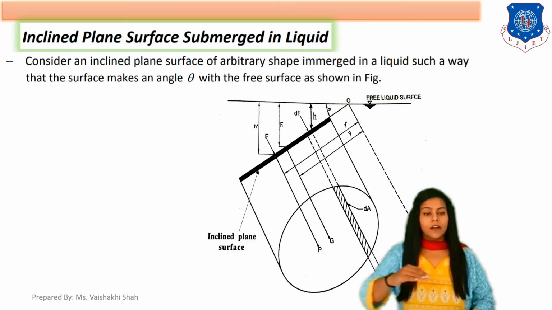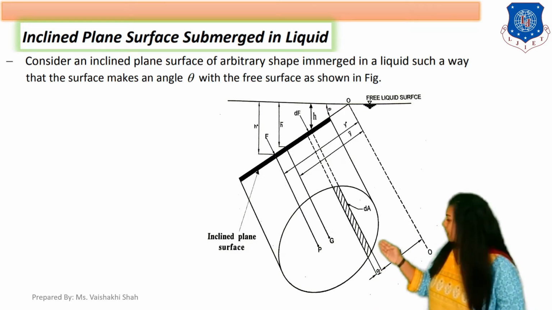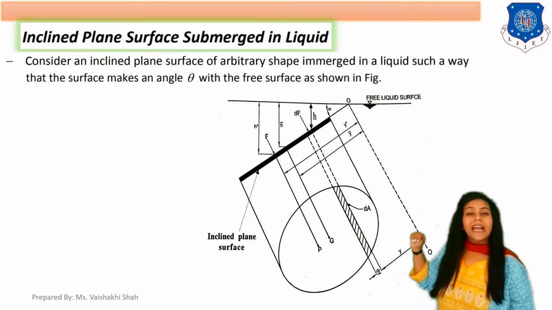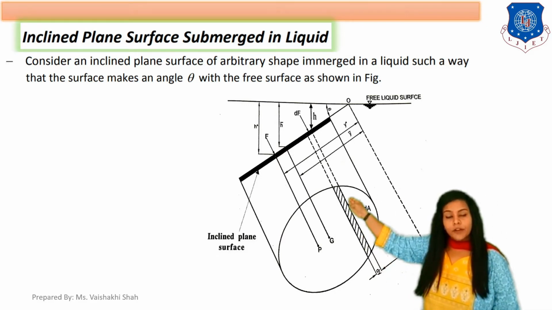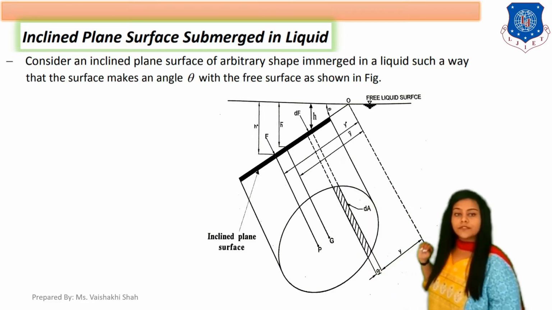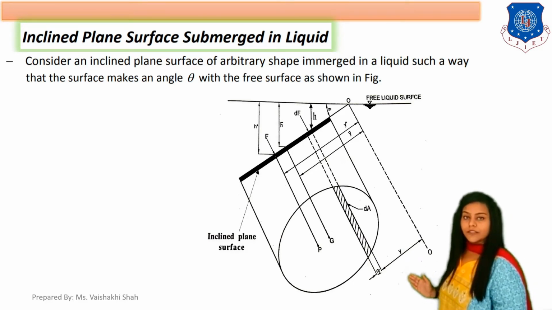Now here we are considering a small strip. The area of the strip is dA, and the distance of the strip from the free surface of the liquid is small h.